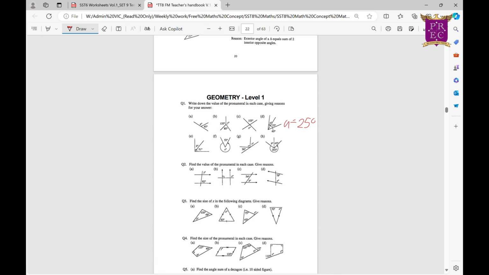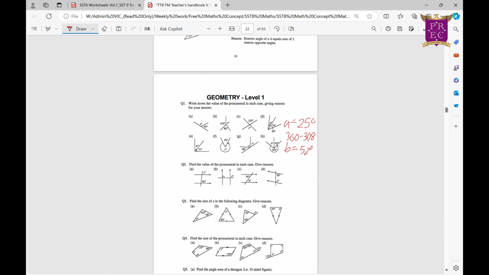Let's have a look at the other one. We've got a revolution here because if you add up all the angles, it will make a circle. And we know that a revolution adds up to 360. We just need to add up the given angles and see what the missing angle is. So 263 plus 45 gives us 308. If these two are 308, B is equal to 360 minus 308. What is that? It's just 52 degrees.